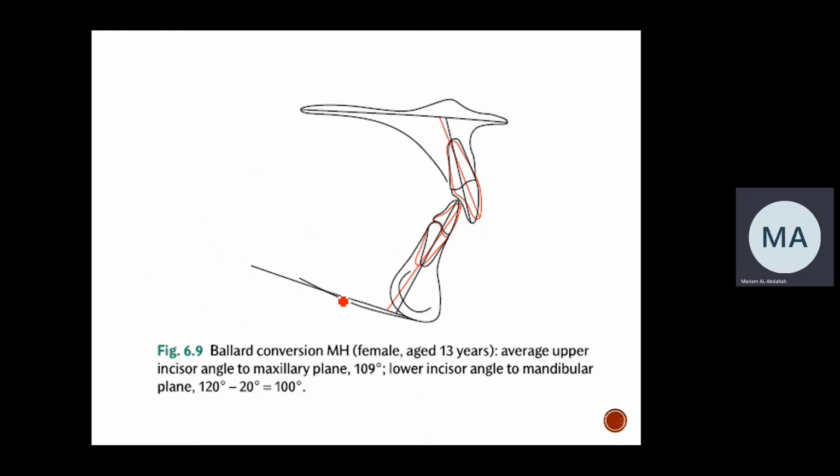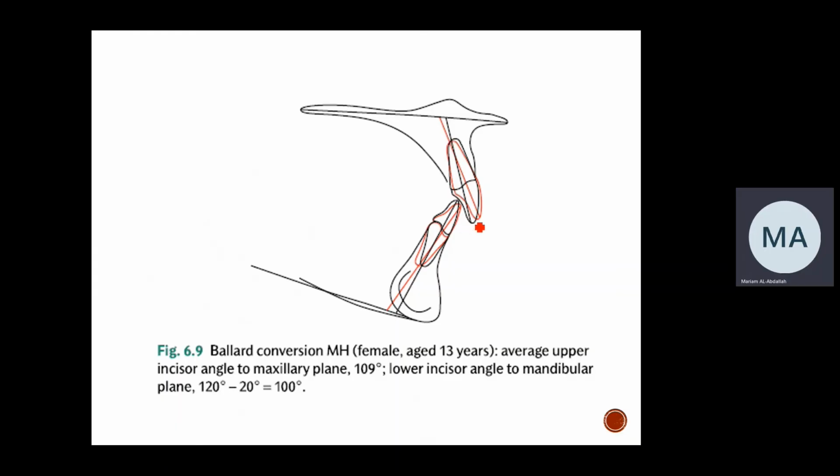So, for example, if the patient has a maxillomandibular plane angle of 20, that means 120 take away 20, which is 100. That means we need to move the lower incisors until the angle here is 100, and we rotate the lower incisors around the apical third. The upper incisors, we change the angle until we reach 109, which is considered the average. And then we measure the overjet.